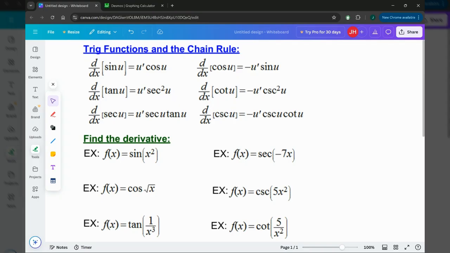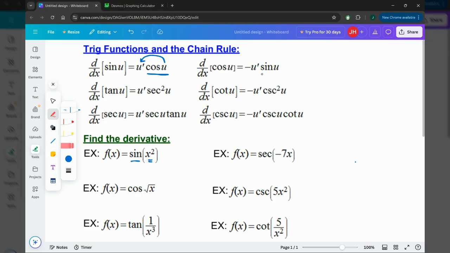This is the Herm Dog, and let's talk about trig functions today, but let's apply the chain rule. In other words, what would happen if you're deciding to take the derivative of sine of a function or cosine of a function? Well, you apply the chain rule. So the derivative of sine is cosine of the function, but you multiply by the derivative of the function. The same is true for all of these other trig functions.